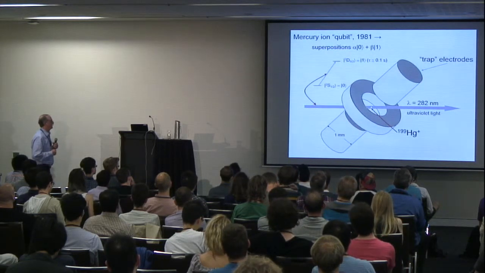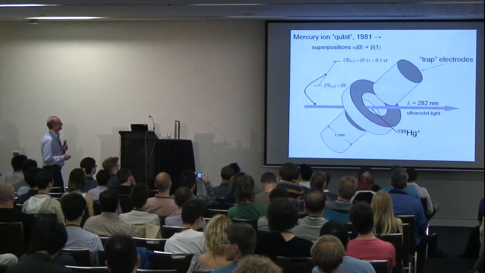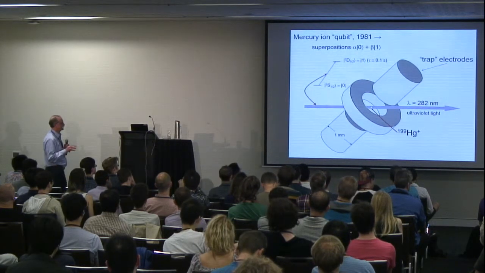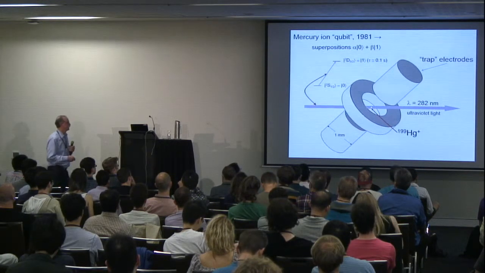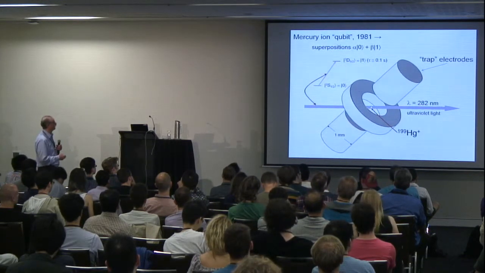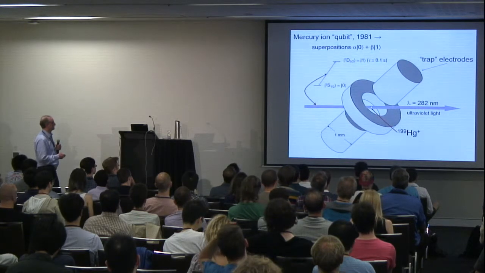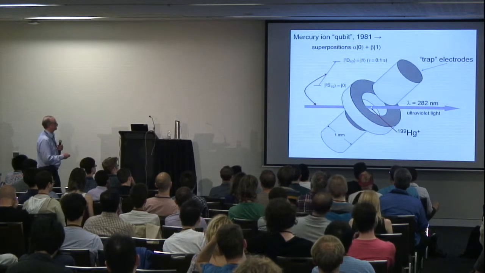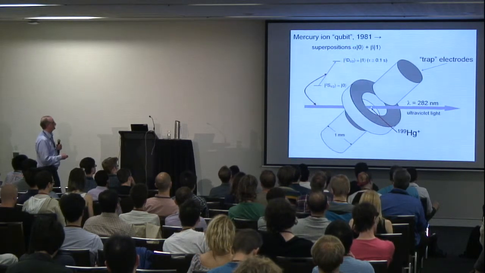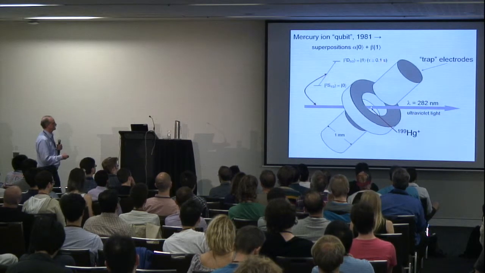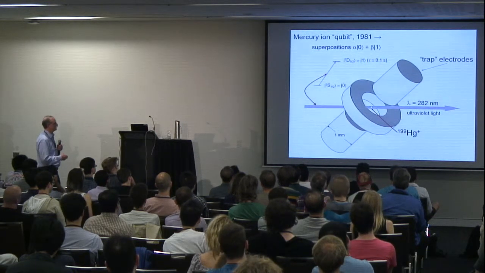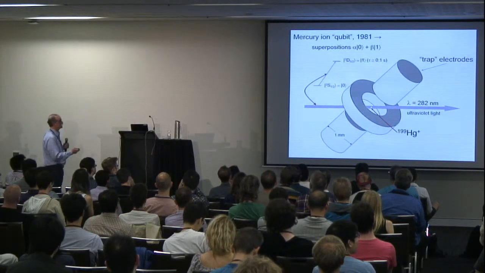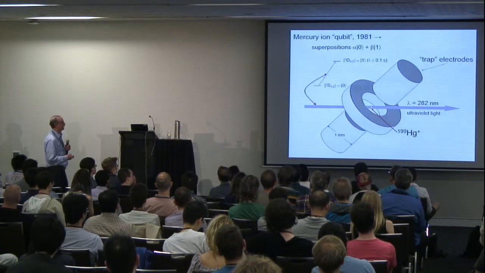Let me say a little bit about one of our qubits. This one was more interesting for spectroscopy, but it gives the basic idea of how we can make quantum bits out of atoms. One of the atoms we played with was mercury, and there's an optical transition that's in the near ultraviolet. The upper state of this transition has a fairly long lifetime, so at least on some relative scale, when we make superpositions, they're preserved for a fair amount of time.